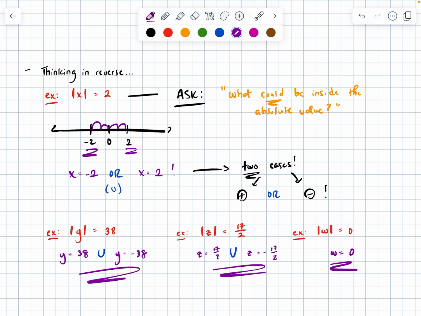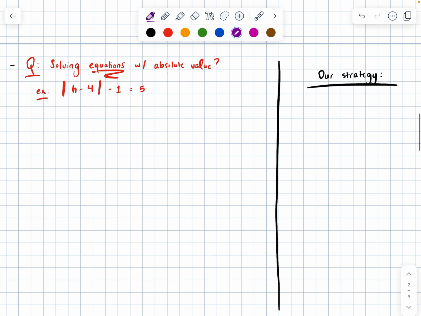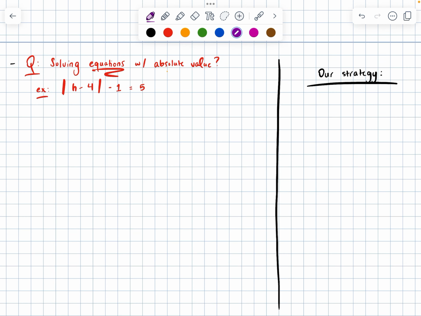Cool. So with all of this in mind, we know how to find the absolute value of a number. We also know how to reverse engineer a number if I know its absolute value. The only thing that remains for us to discuss then is, what does this mean for us if we try to solve some equations with absolute value bars in them? So I've got the absolute value of h minus 4, minus 1, is equal to 5.